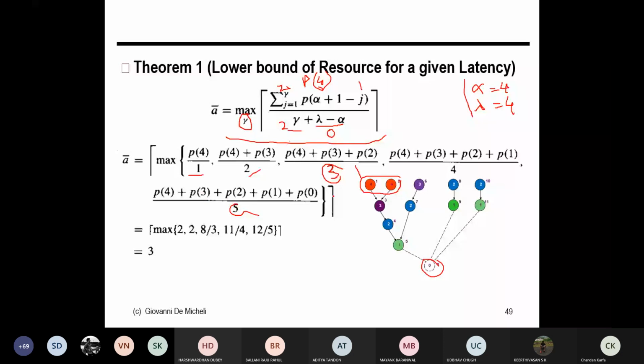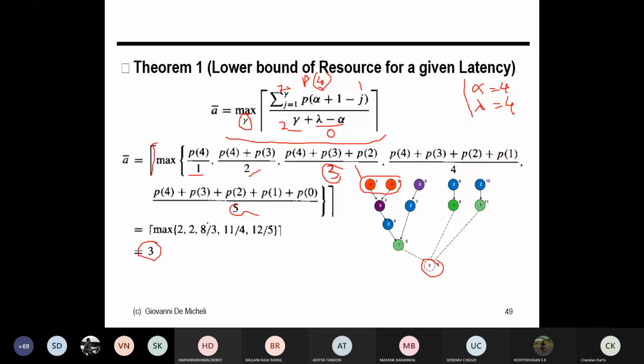So effectively, this particular equation says that what is the maximum average of executing these operations, and that should be the lower bound, which is quite natural, right? Which is basically quite intuitive also. And if you put this value of P4, P3 in this equation, it is just max of 2, 2, 8 by 3, 11 by 4, and this is basically a ceiling, so it will come 3.